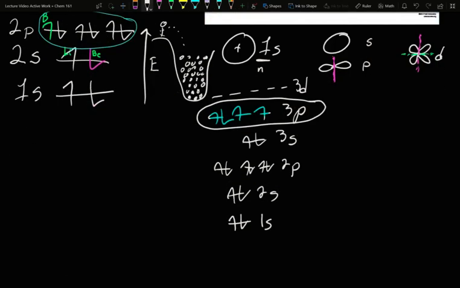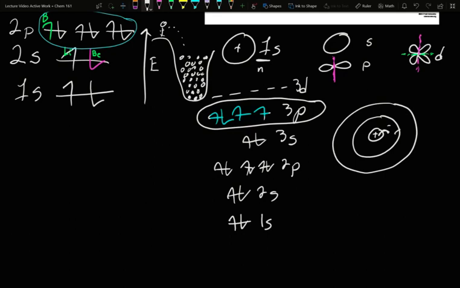As an aside, what does the 3s look like? Well, it's s, so it has no planar nodes. But n is 3, so it must have 2 total nodes. So I can't have a planar node. My only option is to have a radial. But that change, that's 1 node. So I have to have a second change. A 3s orbital looks like that.